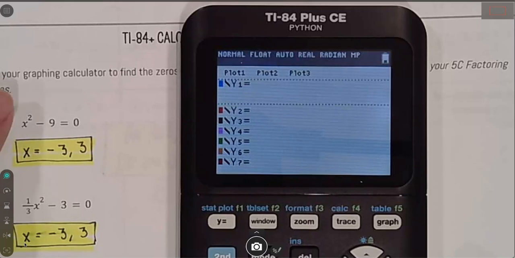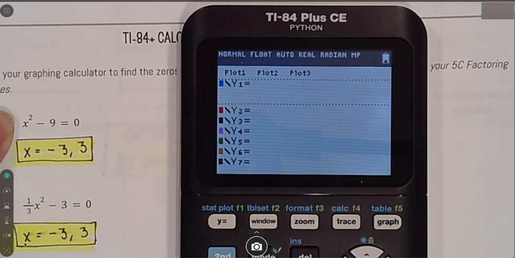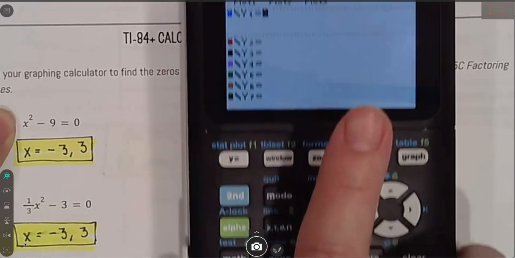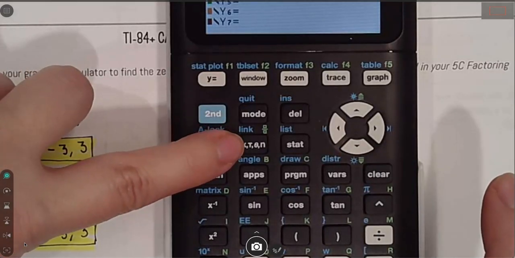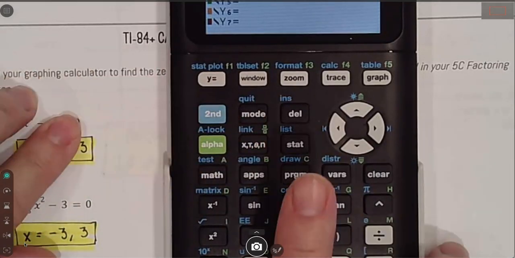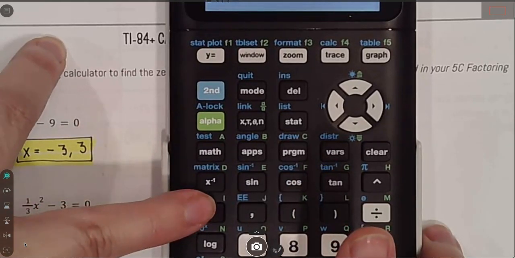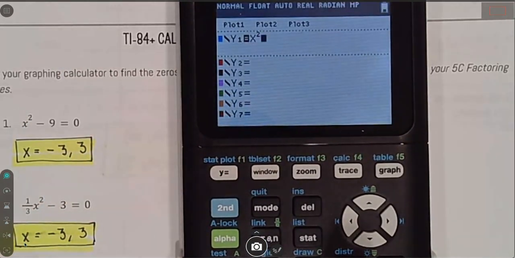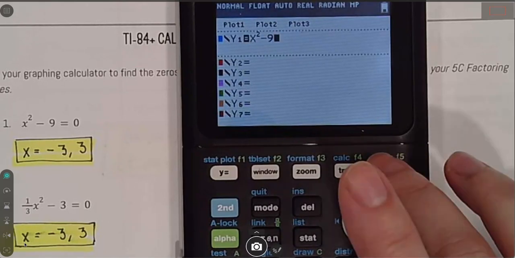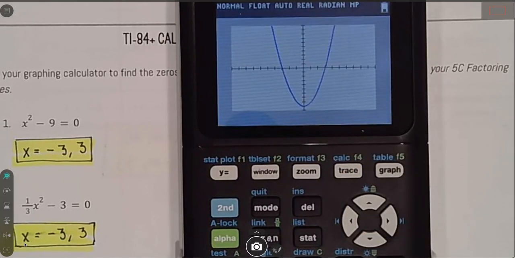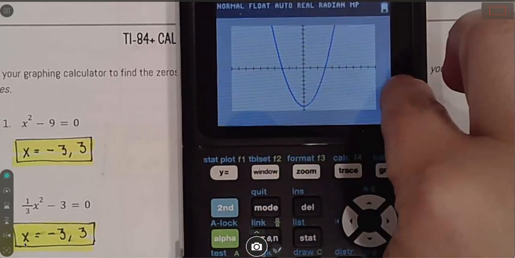First thing you're going to do is just put this equation in next to y1. The x button is right here, X,T,theta,n. The squared button is right here where it says x squared. So I have x squared minus 9, graph. There we go. And what we're looking for specifically is where does this graph hit the x-axis?